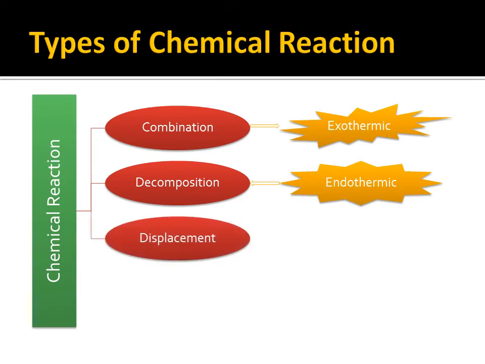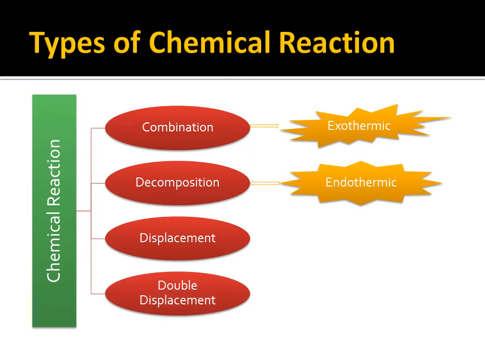Now come to the third one, that is known as the displacement reaction, as the name indicates. Here you are changing the place of one chemical or one element. That's why this type of reaction is known as the displacement reaction. Come to the fourth one, that is the double displacement reaction. Here you are changing the position of two elements together. One is coming at the position of the two and the two is coming at the position of the one. That's why this type of reaction is known as the double displacement reaction.